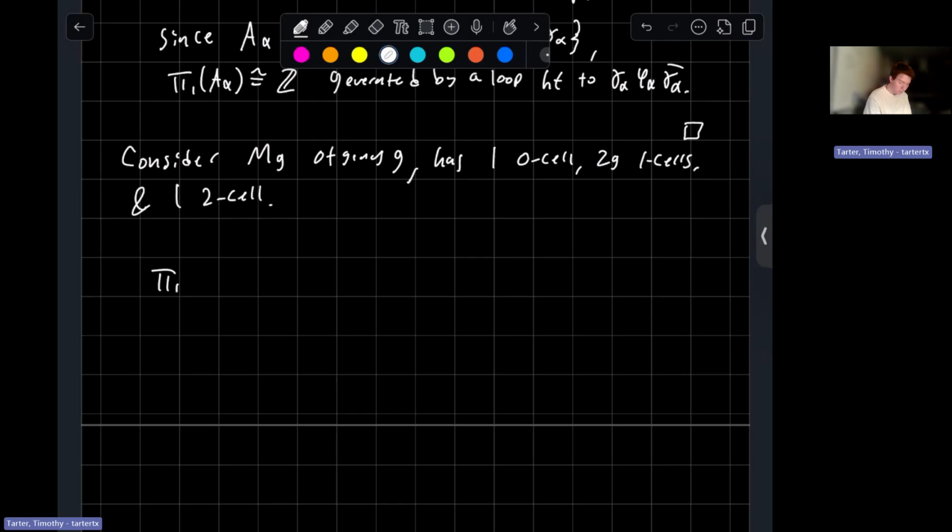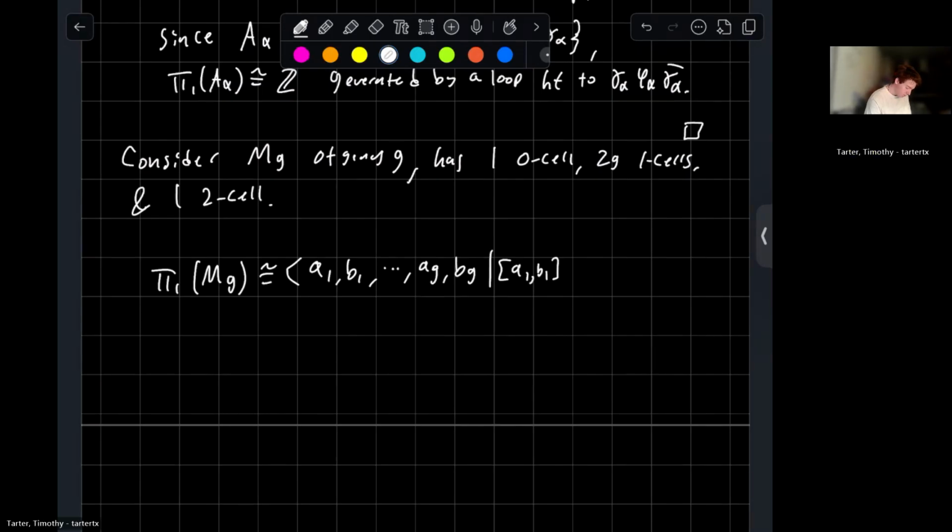So pi 1 of M_G is isomorphic to the free group on A1, B1, through AG, BG, such that the product of the commutators is equal to 1.